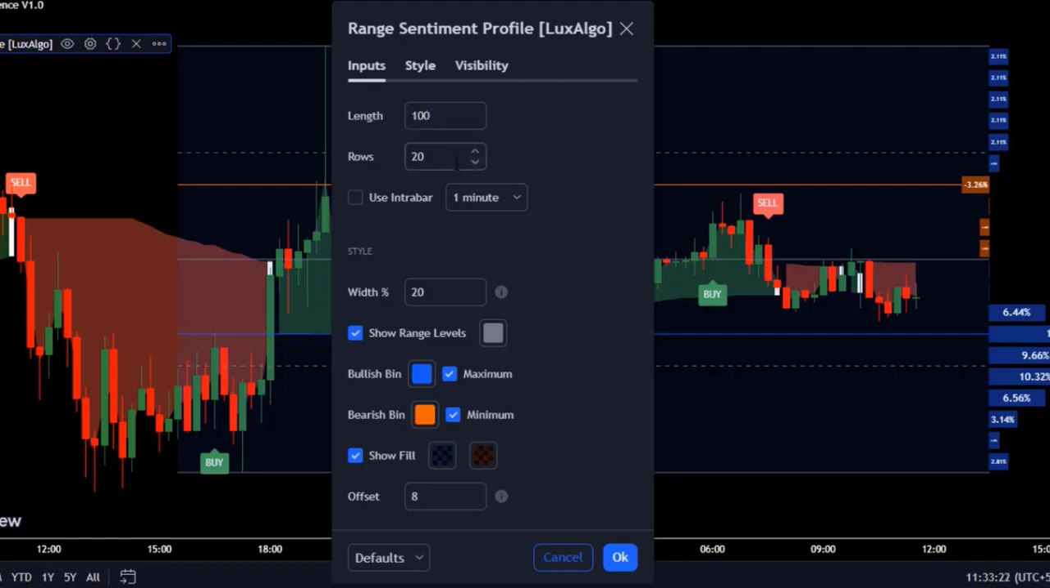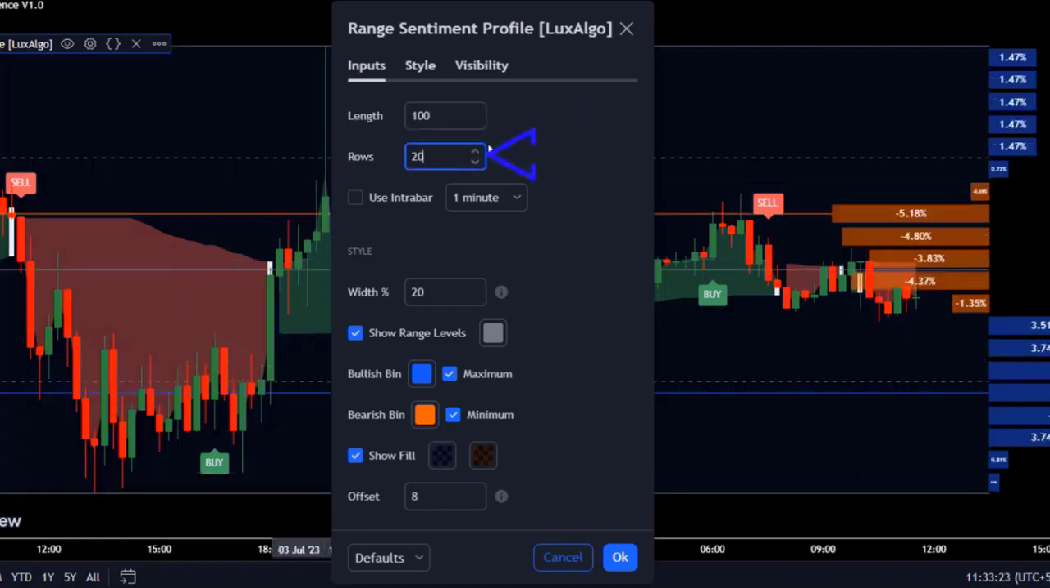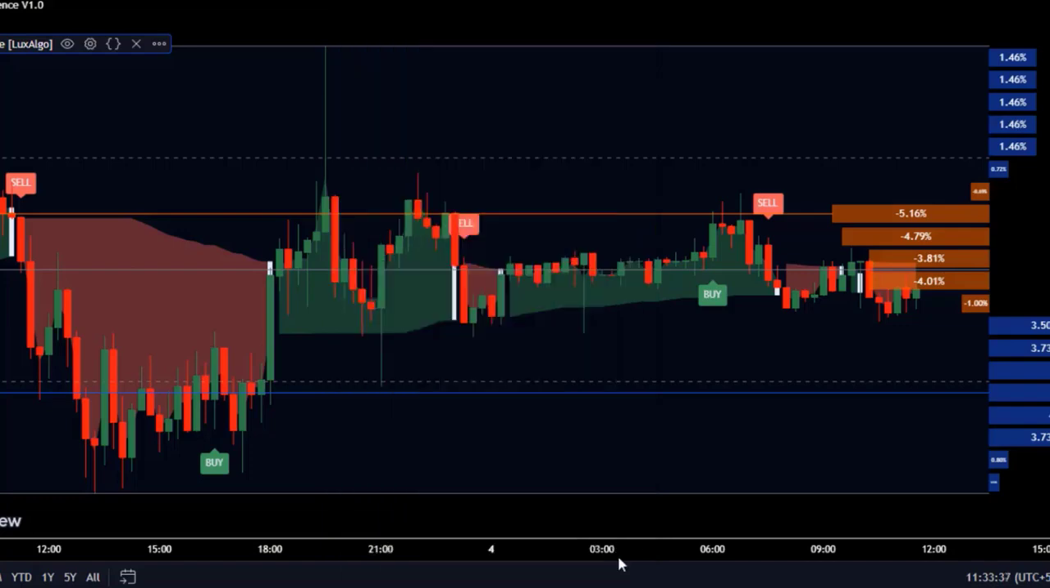Next, let's discuss the rows parameter. This parameter determines the number of price areas into which the price range is divided. Adjusting the rows parameter allows you to customize the granularity of the analysis. Increasing the number of rows provides a more detailed view of the price range, while decreasing the number of rows offers a broader perspective. By fine-tuning this parameter, we can strike a balance between detail and overview, aligning the analysis with our trading objectives. For our strategy, we will keep the rows parameter unchanged.